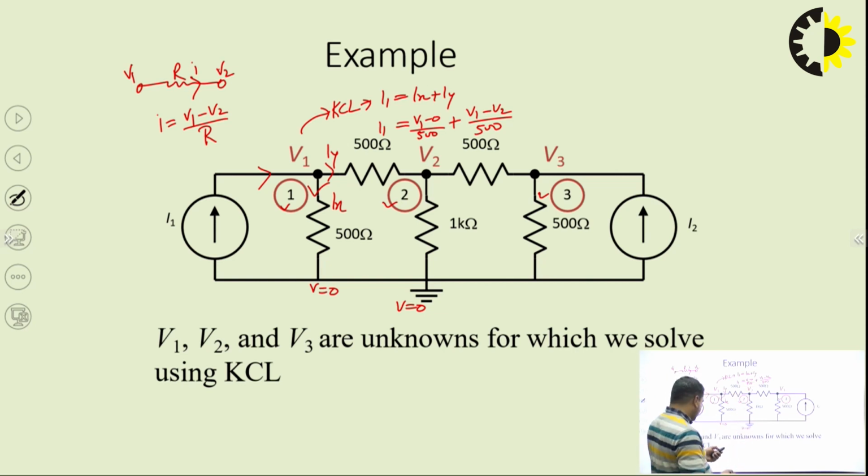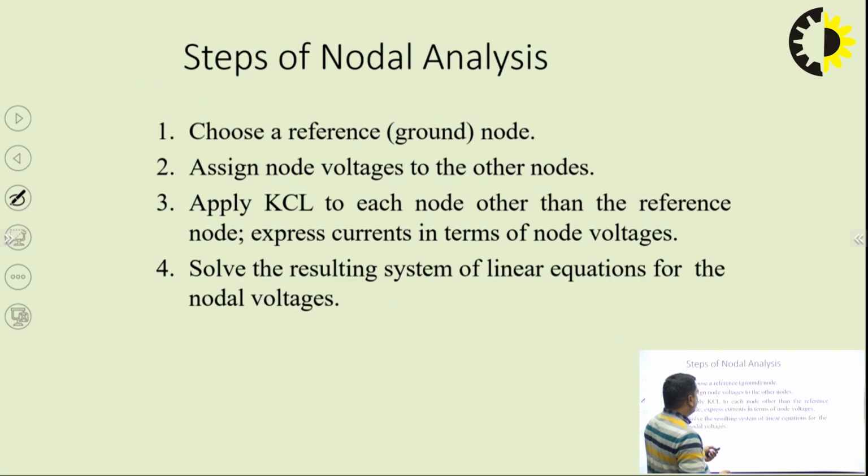So we can calculate the values of V1, V2, V3 with these steps. Steps as we have discussed: first we have to choose the reference ground, that is your first step. Then assign the node voltage to the other nodes. Then apply KCL to each node other than the reference. We don't need to apply KCL at the reference node. And then solve the resulting system of linear equations for the nodal voltages.